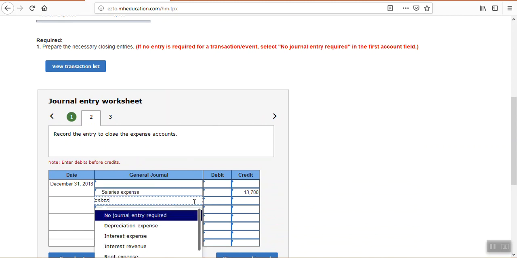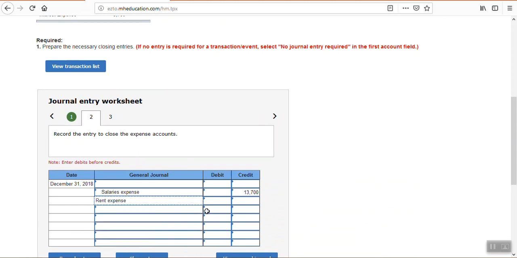And we had rent, I think. Rent was $4,700. And you're going to keep listing those expenses down. You're going to total them up, and they also get closed to retained earnings.